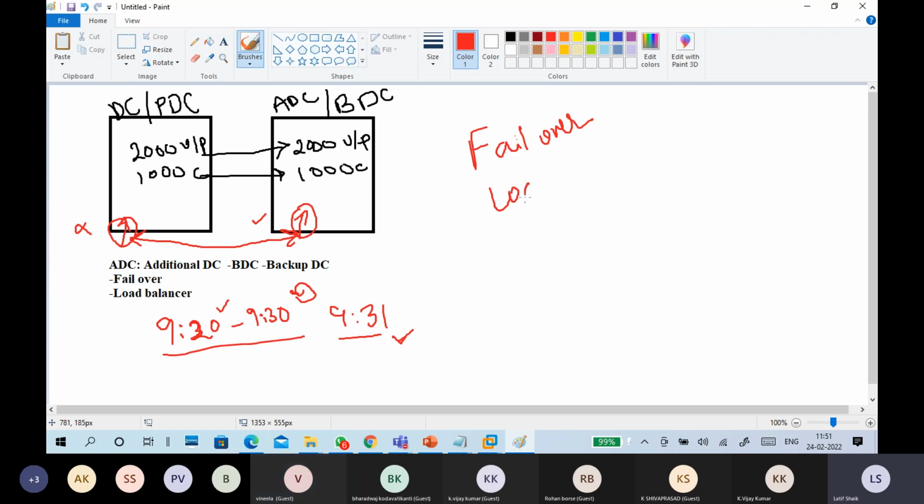Next one is load balancer. So what is the load balancer? It balances the load on 2 or more servers or 2 or more devices. Otherwise, what happens? More burden on a single server, the server will fail, and the entire thing will get a problem. So that is failover and load balancer.